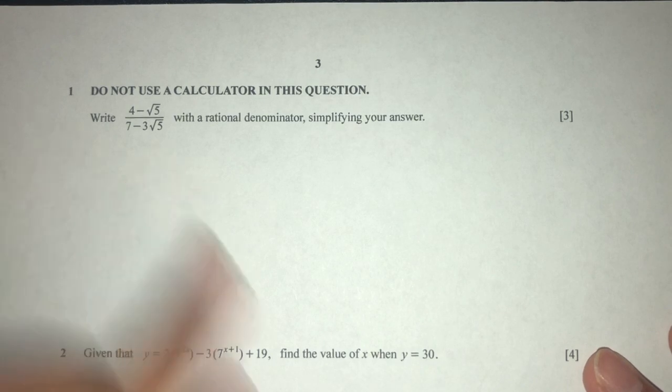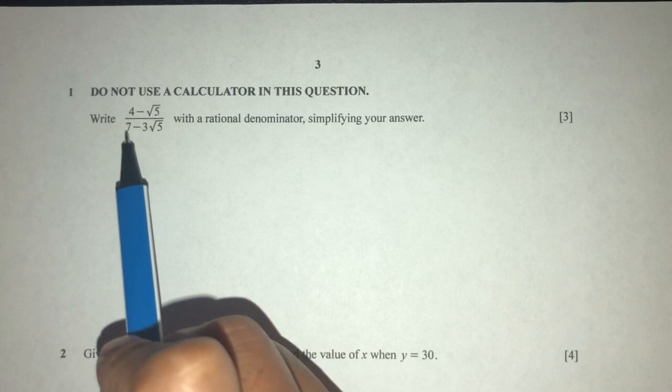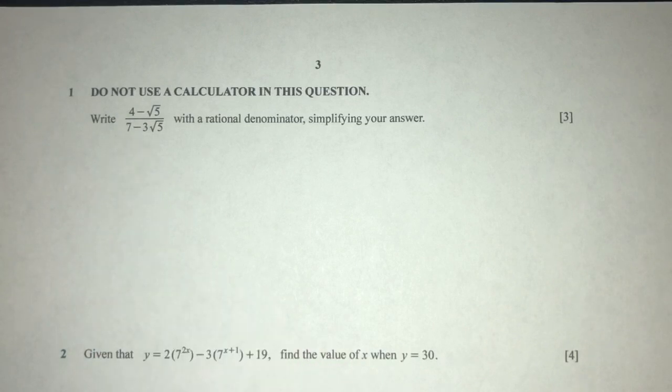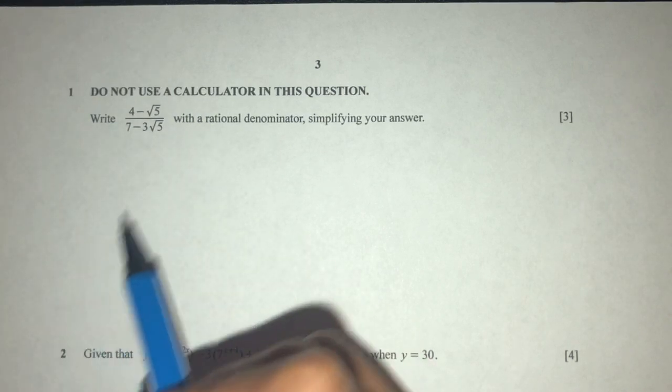How can you simplify this fraction? Usually, when we have a fraction in this way, we have 4 minus root 5 divided by 7 minus 3 root 5. We understand that we have to rationalize this fraction. So how do we do this?